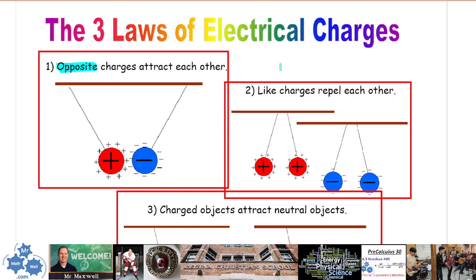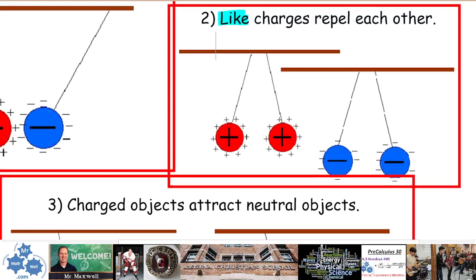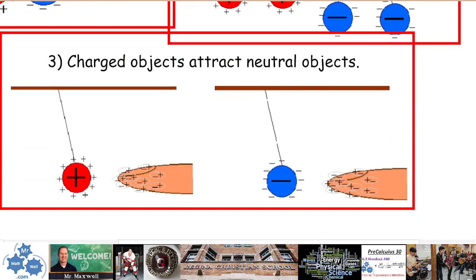So number 2, like charges or the same charges repel each other. So if you have 2 objects that are brought near to each other and they have the same charge, they will want to fly away from each other. And it doesn't matter if they're both positive or both negative. They will still experience the same repulsion. So the repel would be a verb. Repulsion would be a noun for the state of things being repelled. Repulsion.